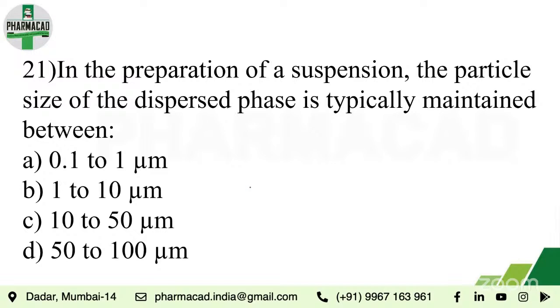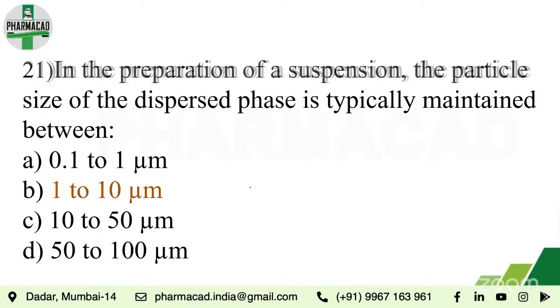Next. In the preparation of a suspension, the particle size of the dispersed phase is typically between what range? It's a very direct question. In suspensions, the particle size, meaning the suspended particles, what should its range be? It's a direct thing. You all should know it should be around 1 to 10 micrometers. Okay? In case of suspensions.